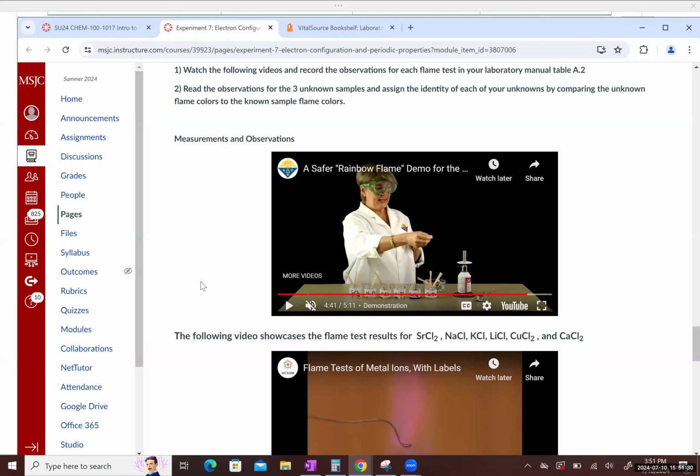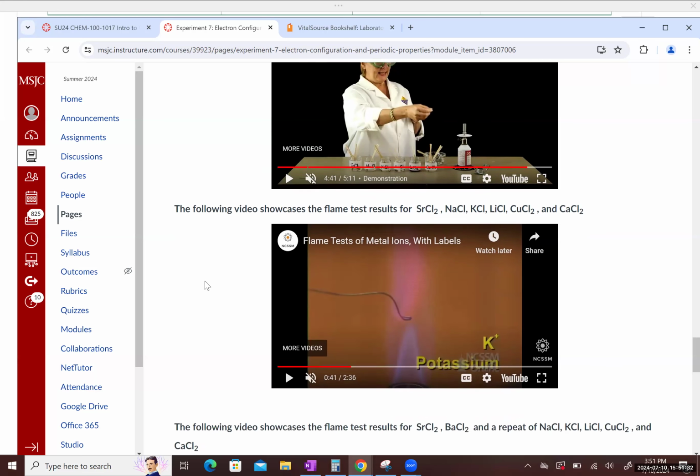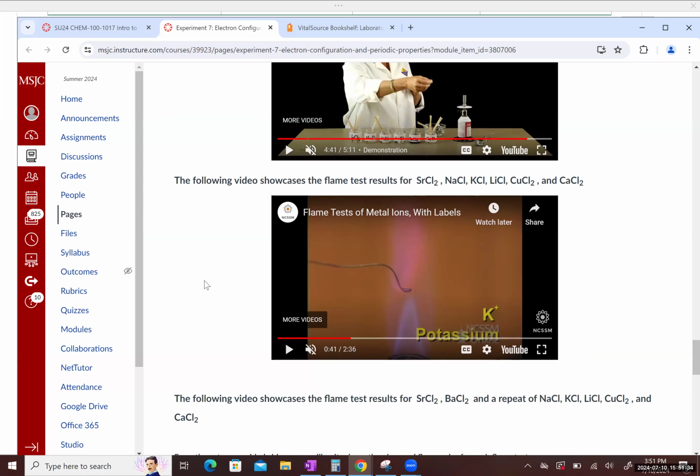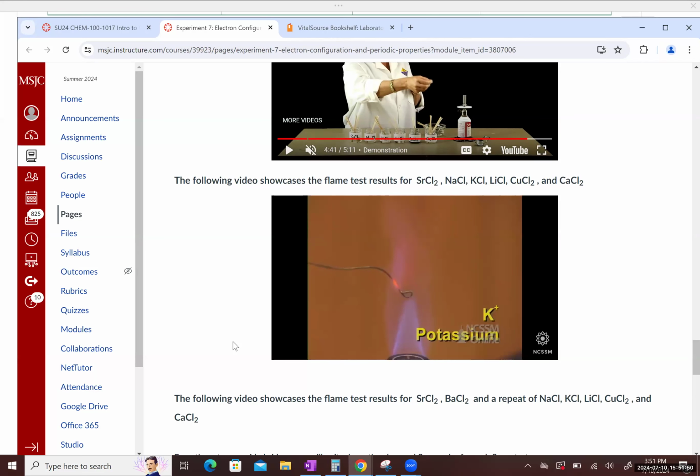So let's look at a second video because we still have some parts that we have to fill in. And the reason why I like this second video is it lets us cross-compare results. So this video has the results for strontium, barium chloride, as well as a repeat of sodium, potassium, lithium, copper, and calcium. So let's just take a look. Potassium, as we can see, that very characteristic purple-violet flame.